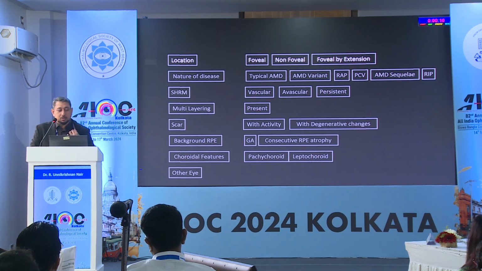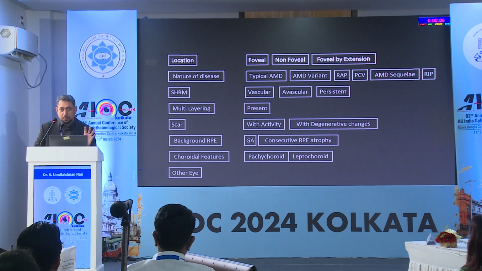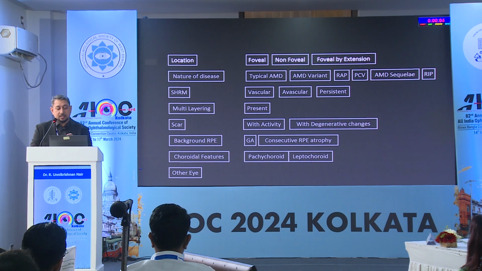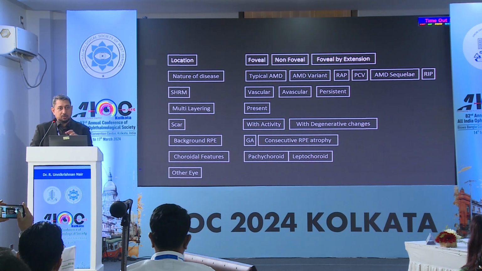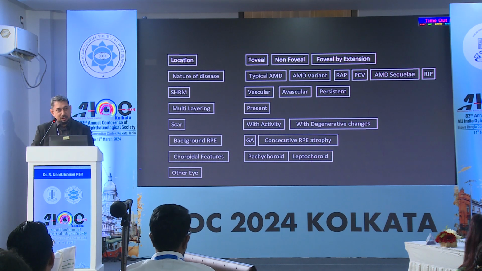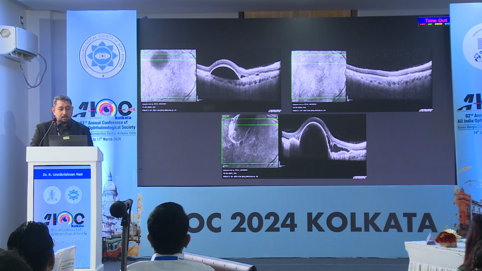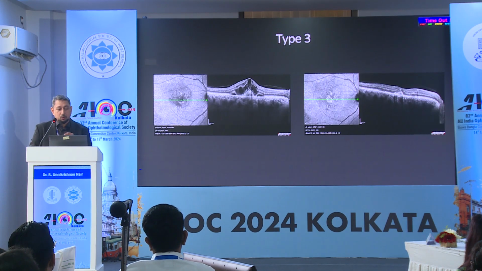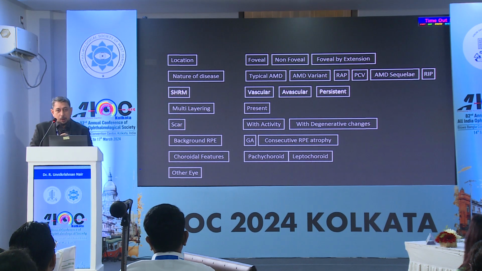Now, let's look at prognosis, a very big slide. Prognosis depends on location. Prognosis depends on nature of the disease. Whether it is a typical AMD, you've caught it extrafoveally, you've treated it, or is it a variety like RAP, where you're going to struggle with treatment and may end with RPE atrophy, or is it a disease like PCV? Of the many varieties, some respond well to anti-VEGF, some don't respond well.